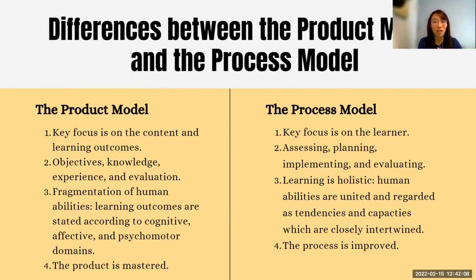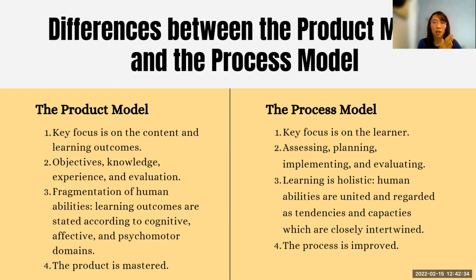And then for the product model, based on human abilities, it will separate them into cognitive, affective, and psychomotor domains. So it will separate them into three different human abilities. Whereas the process model sees learning as a holistic approach. So the human abilities are united and they are regarded as tendencies and capacities.